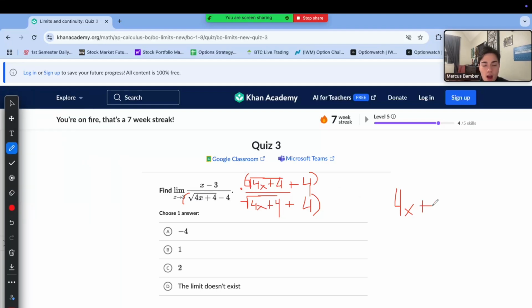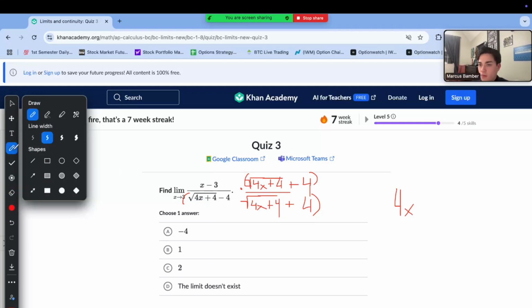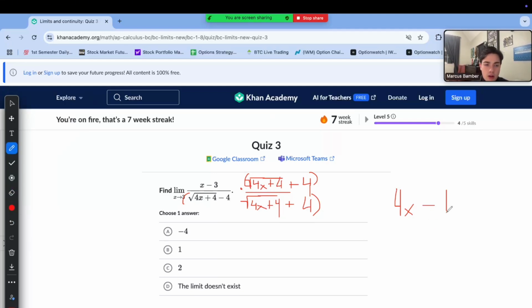So now we have 4x minus 12 in our denominator. And in our numerator, we have x minus 3, times our conjugate. We're not going to multiply this out, because I'll show you in the next step. We're going to simplify our denominator by taking out the greatest common factor.